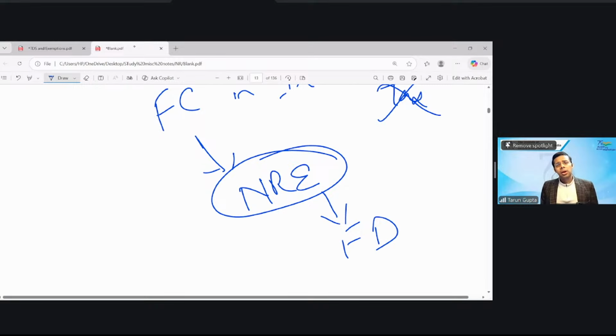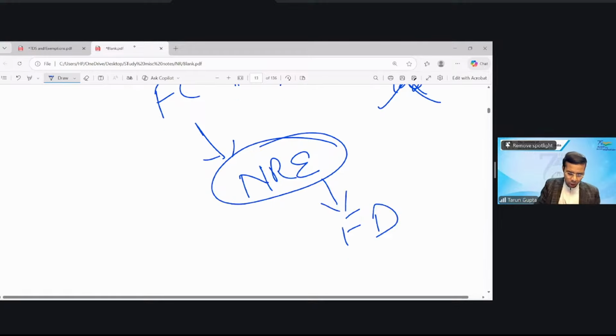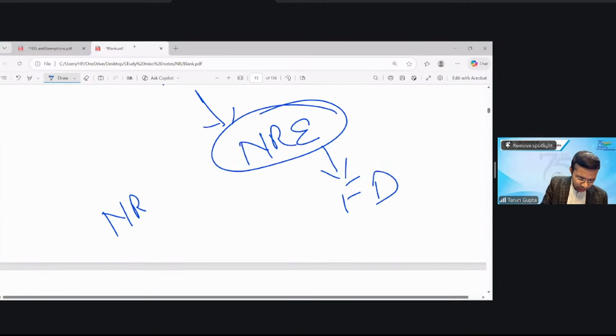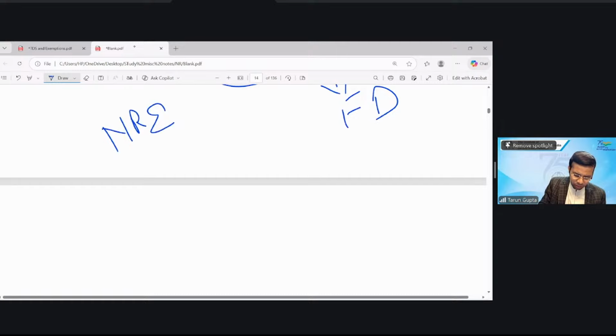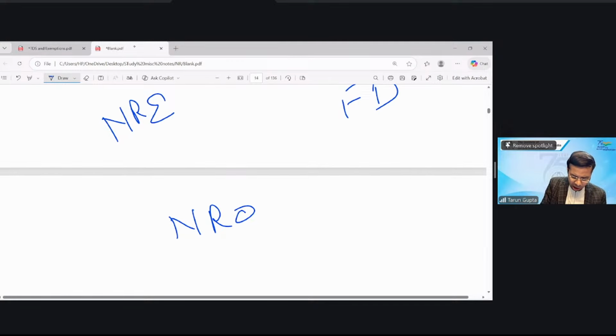So what is the government saying? Government is saying you make your investment in your Indian bank account, NRE account, and whatever interest you earn, that interest shall be exempt. I will not tax it. Zero tax, not even a concession, provided the account is an NRE account. The similar benefit is not given in case of NRO account.